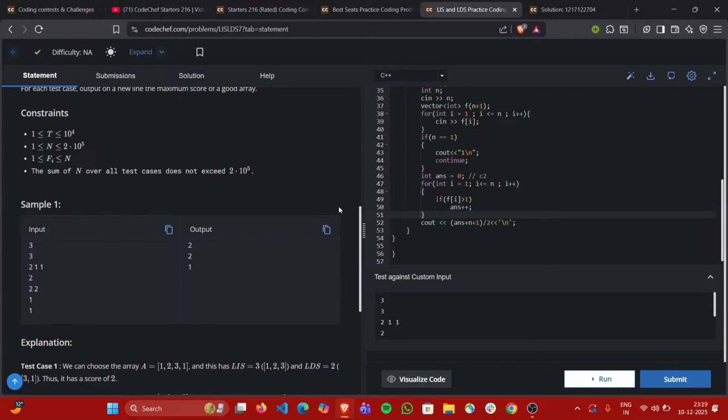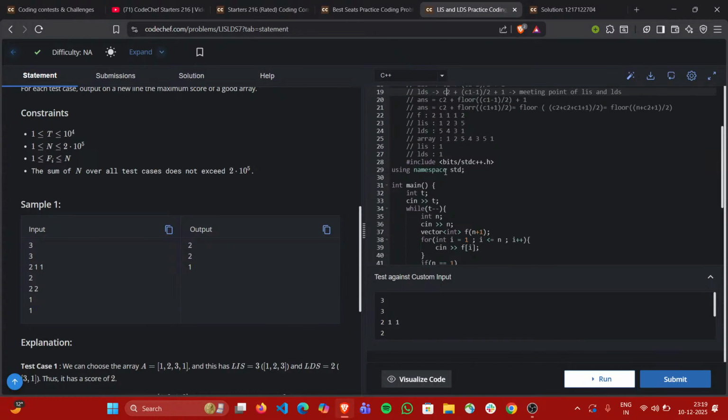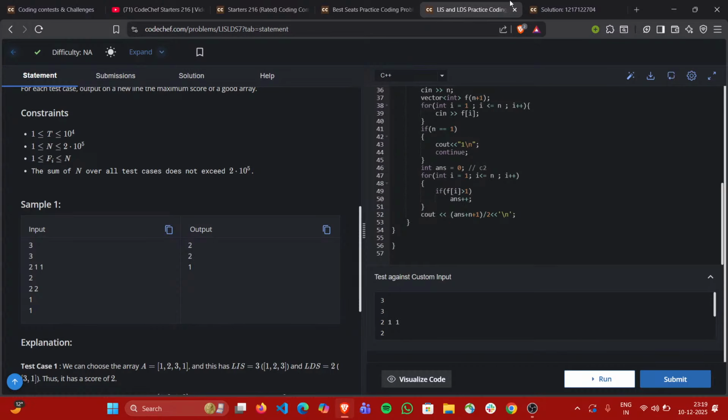So this was the logic for this question. The main thing to notice was that the elements with frequency greater than 1 will be assigned to both of them. One meeting point will also be assigned to both of them. And the leftover elements that are only occurring once will be assigned either to LIS or to LDS. I hope you have understood this question. If there are any doubts, you can write them in the comment section.